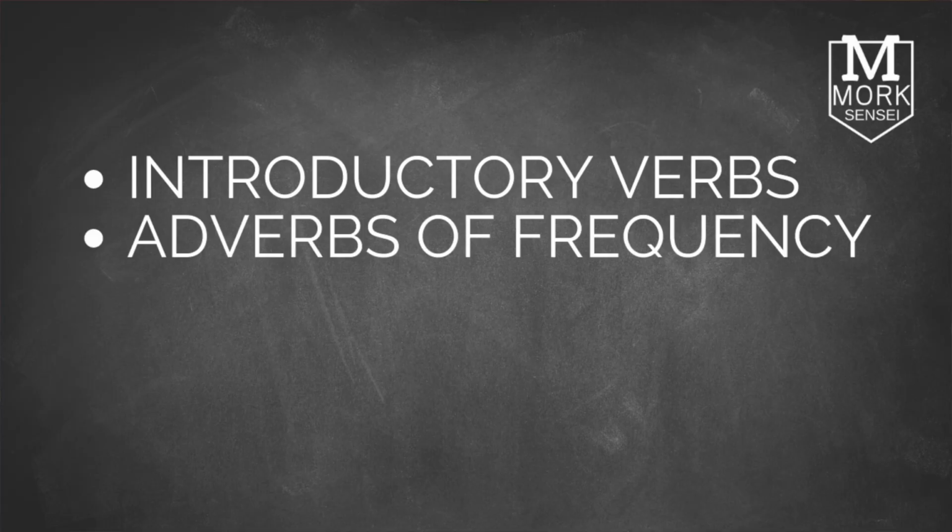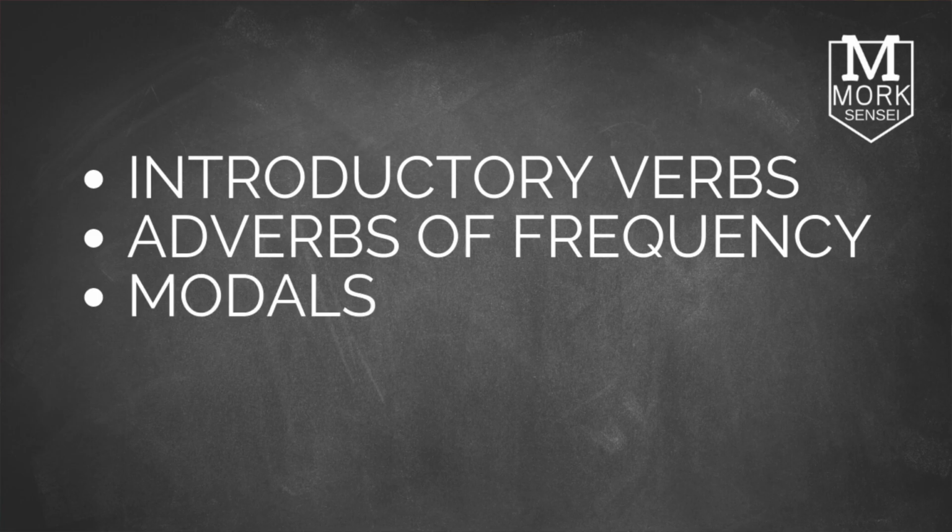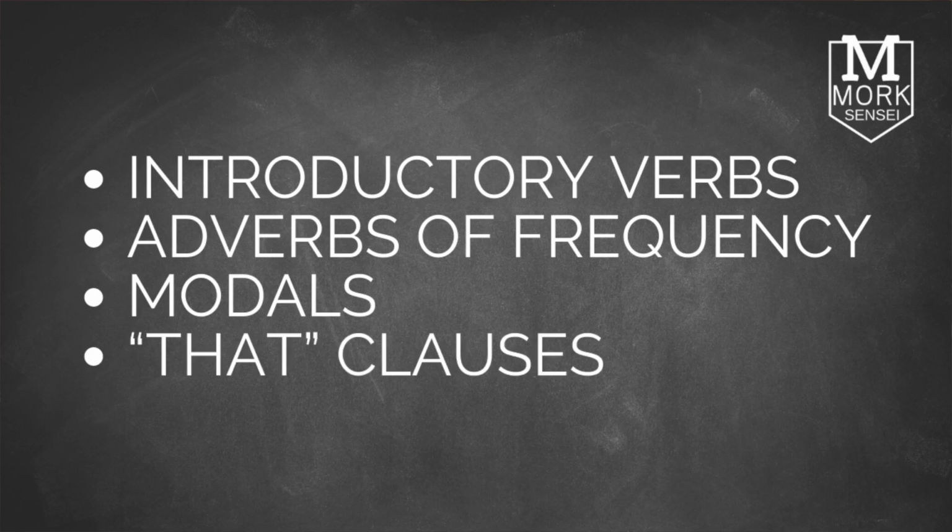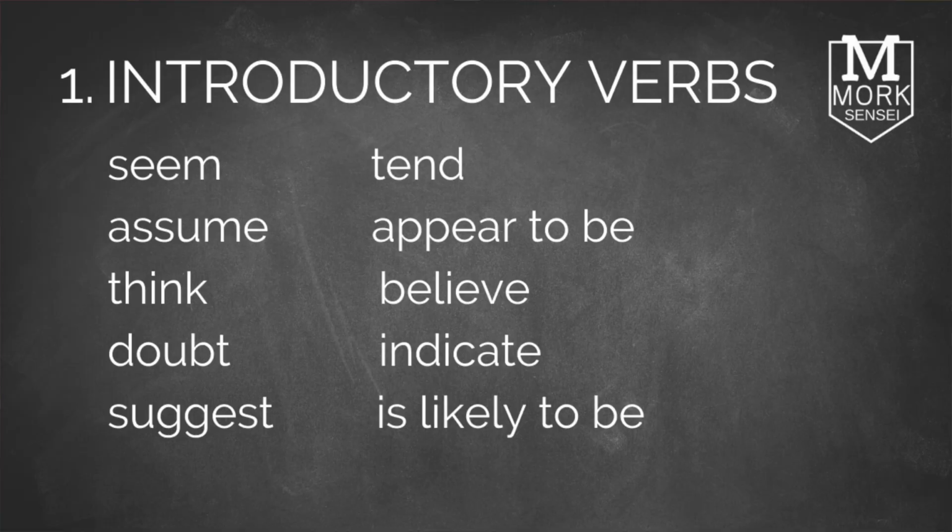I'll share 4 key grammar areas where you'll see hedging appear in the English language. These are introductory verbs, adverbs of frequency, modal adverbs, adjectives, and nouns, and that clauses. I might finish off with some exercises as well to help you see the language in action. So first we have introductory verbs. These are verbs like seem, tend, assume, appear to be, think, believe, doubt, indicate, suggest, and is likely to be.